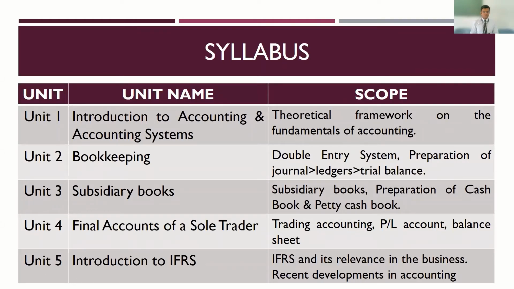The fourth unit is final accounts. In final accounts, we will be learning how to prepare the trading account, how to prepare the profit and loss account, and then finally, we will conclude the chapter by learning how to prepare the balance sheet. Unit 5 is a very interesting chapter. We would be getting introduced to what IFRS is, why IFRS is important, and what the relevance of IFRS is. That's what we will be studying in the fifth chapter.